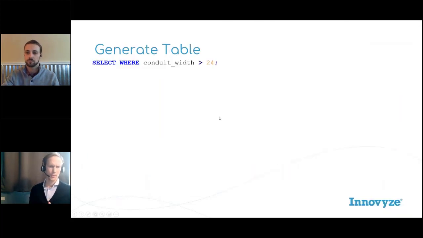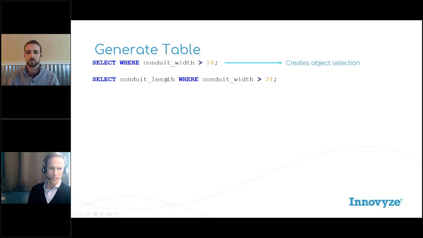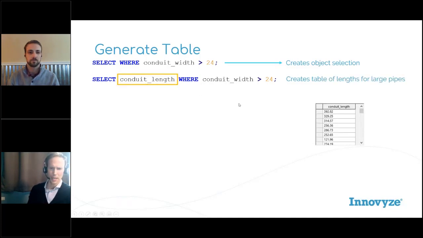All right, another useful thing is generating tables. Maybe you want to analyze your database and pull out certain records that match cases. We covered select where conduit width greater than 24. That will create an object selection. But if we insert one or more fields, like select conduit length where conduit width greater than 24, then instead of selecting objects, it's going to create a table for you that just pops up within the UI. You can review it, sort it, and copy and paste it to Excel. That's going to give you all of your lengths for your large diameter pipes.